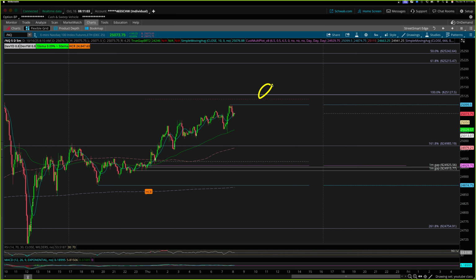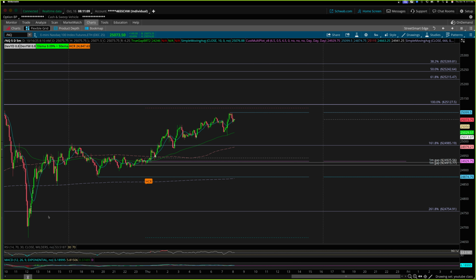Now, does that mean it's instantly going to adhere straight down? No. But is it a possibility? Absolutely. But confirmation is key. This is trend. They got swept.